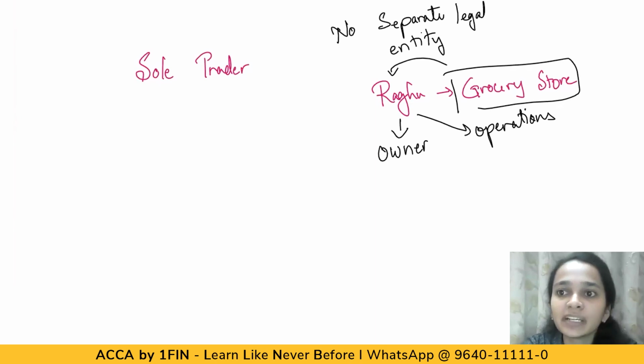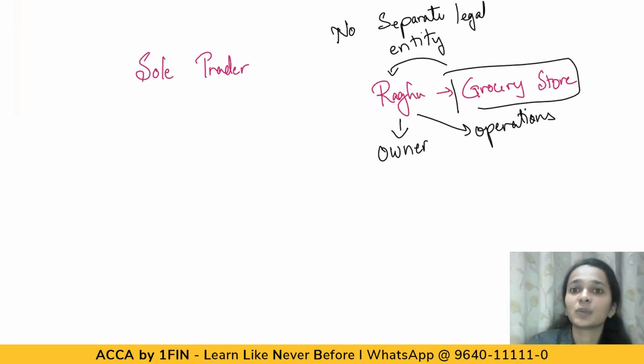So when we talk of separate legal entity, this exists in only two types of organization. One is a company and the other is a limited liability partnership. However, when we talk about a sole trader, there's no separate legal entity, or there's no legal distinction which is enjoyed by the sole trader.